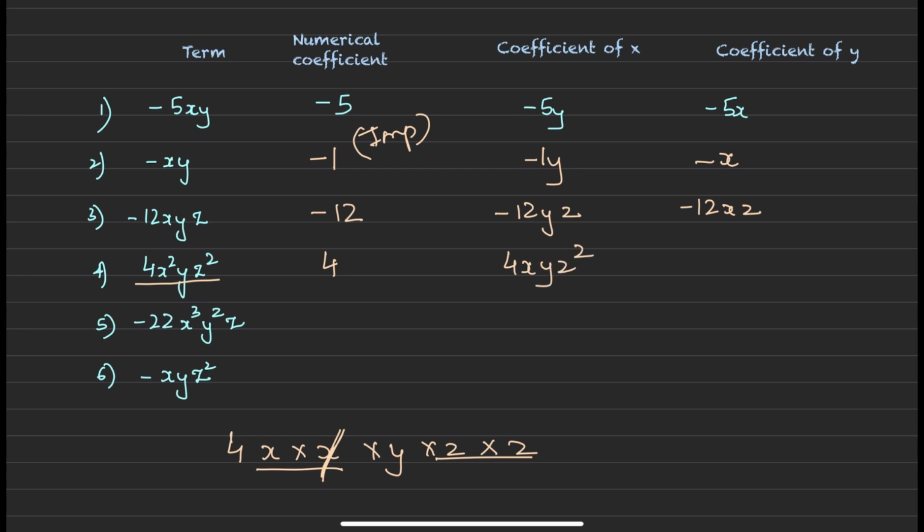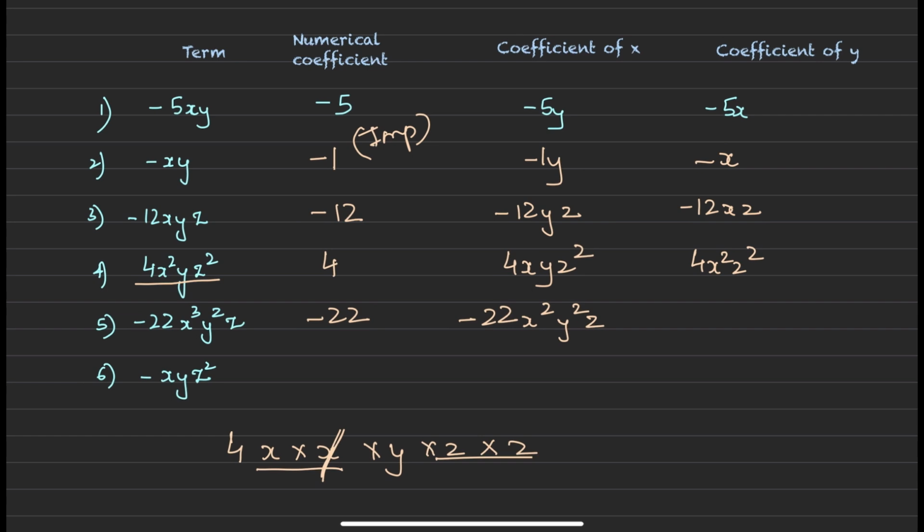A very interesting one, which some schools ask the students. What is the coefficient of y? Other than y, what else is there? 4x square z square. The next one, numerical coefficient, -22. Oh, this is x cube. 3 x's are there. So we just have to leave out 1. -22 x square y square z.